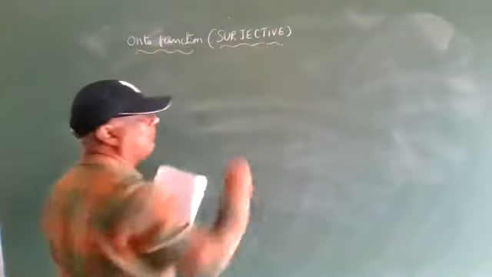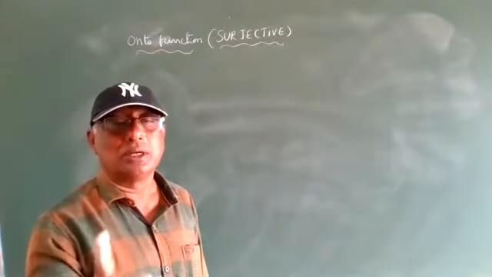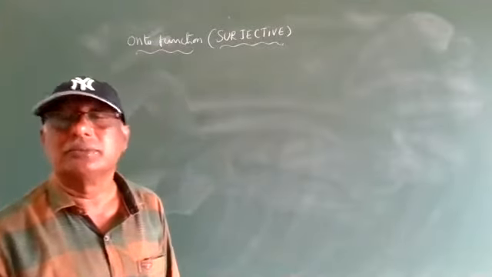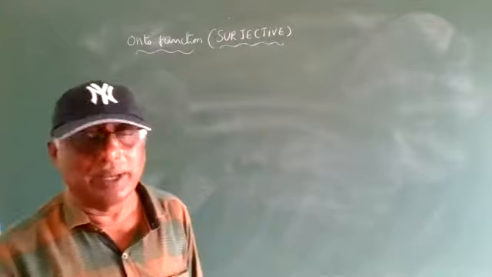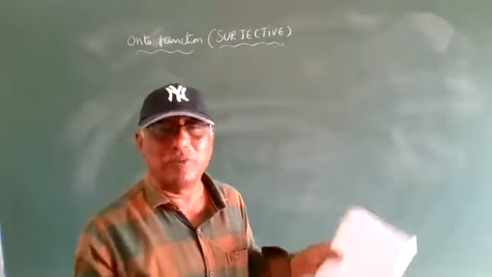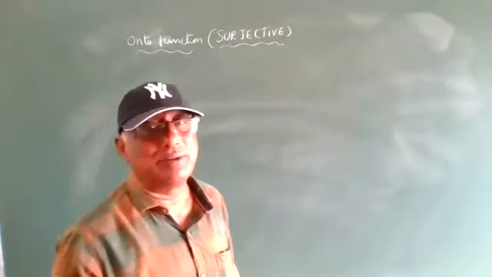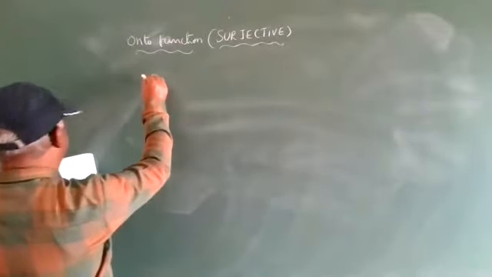What is the onto function? The definition is simple. Range and codomain both are equal. It is called an onto function. That's a very simple point, but the working method is the difficulty. Everyone see. So I will write first.